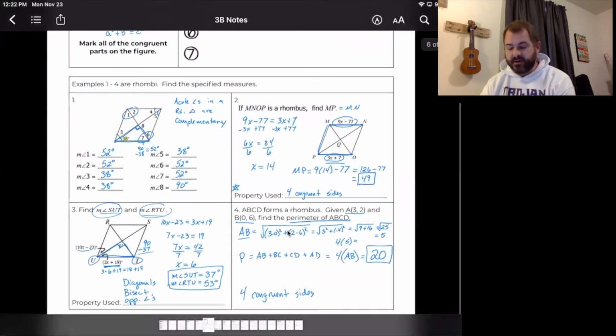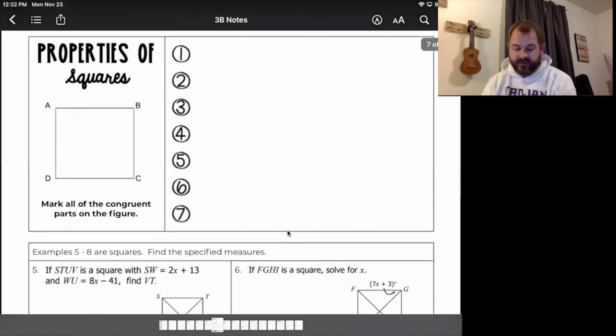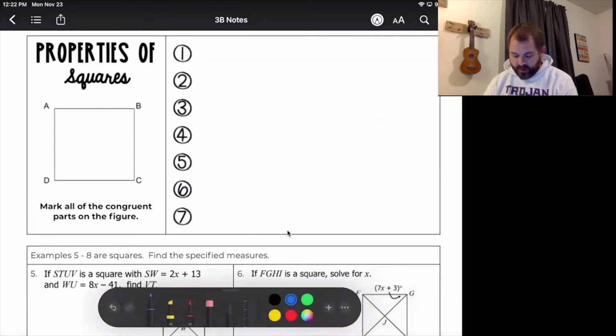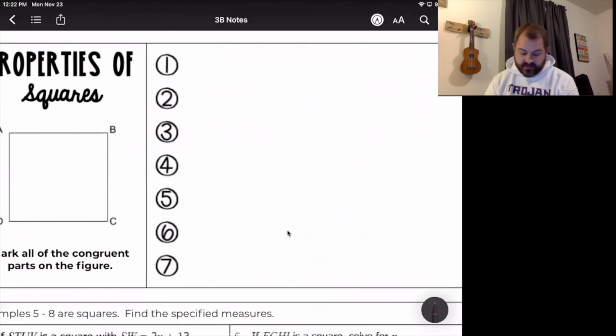All right, let's continue right along, and let's look at our final special quadrilateral, and those are squares. Now, here's the unique thing we can say about squares. A square is simply the combination of a rhombus and a rectangle. So here's all I want you to write down for our properties of a square.